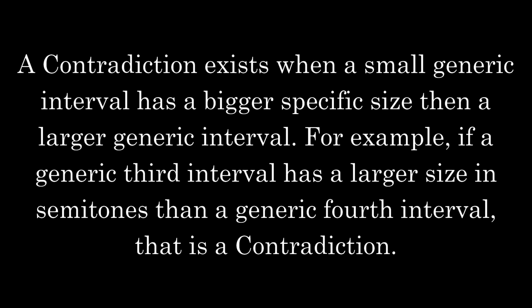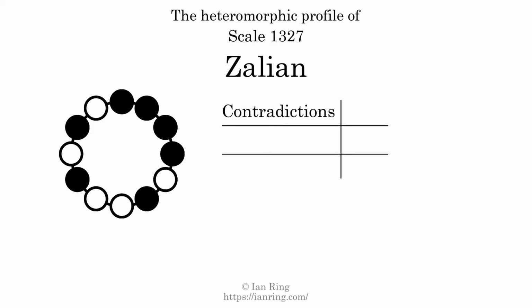A contradiction exists when a small generic interval has a bigger specific size than a larger generic interval. For example, if a generic third interval has a larger size in semitones than a generic fourth interval, that is a contradiction. The number of contradictions in this scale is 26.